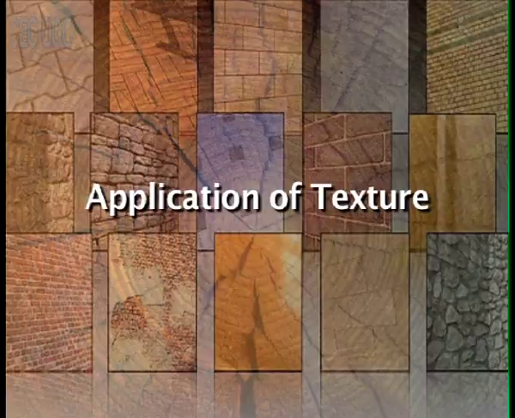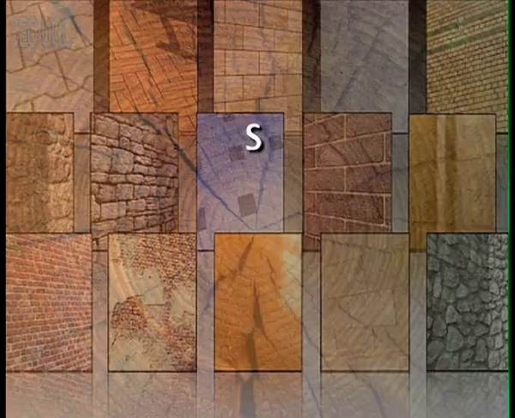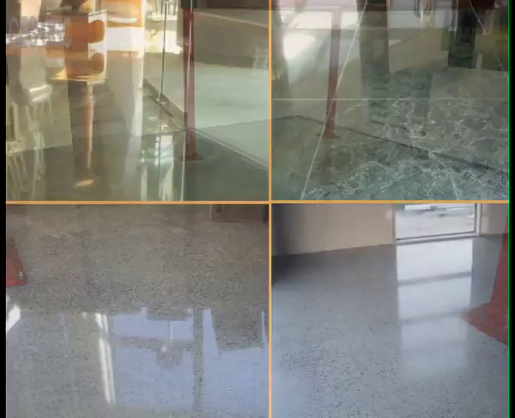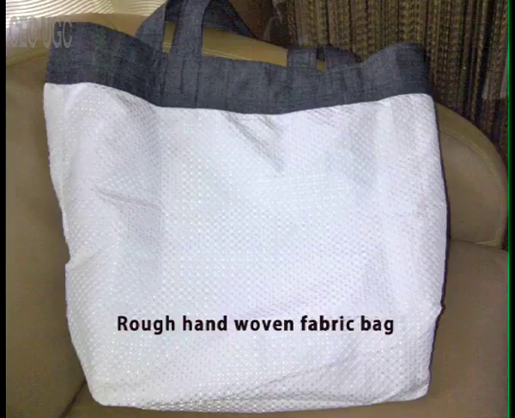Now we move on to the application of this texture. Basically, textures fall into the following categories: soft or hard, smooth or rough, and shiny or dull. These are the categories. Throughout history, smooth, highly polished surfaces, lustrous metals, and fabrics of satin, silk, and fine linen have been symbolic of wealth and high status, whereas rough, hand-woven fabrics have characterized lower economic classes.